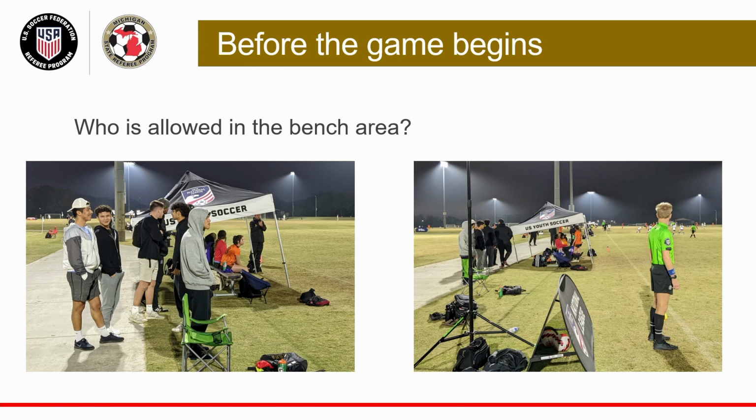Look at the picture on the right. The assistant referee is staring at the bench. In this situation, this assistant referee must address this situation. When the game is stopped for a throw-in or goal kick or whatever, the assistant referee needs to get the attention of the referee and tell the referee these people must leave. And the referee will remove those who are not allowed in the bench area. So you need to know how many people are allowed in the bench area, but also who's allowed in the bench area.